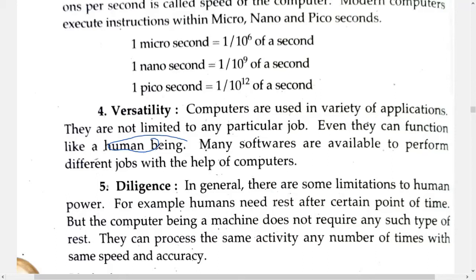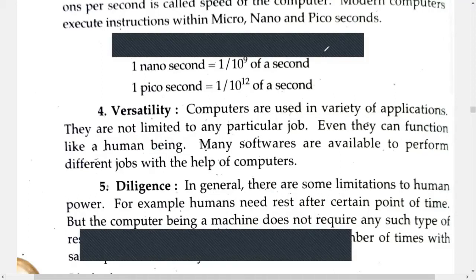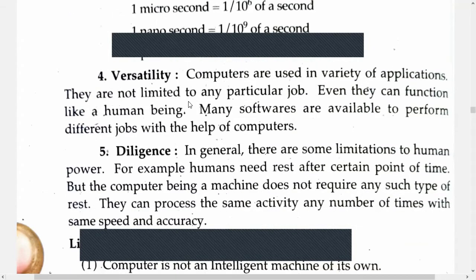So many software programs, according to the requirements, are developed using C, Java, Python, R, etc. All these are developed according to the requirements of human beings. So versatility means customization, how it can be helpful in many ways. Then the next one is diligence.